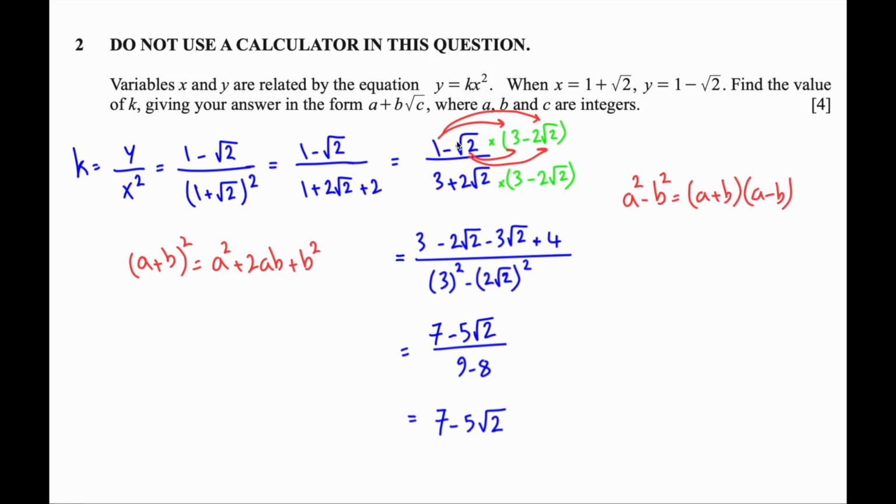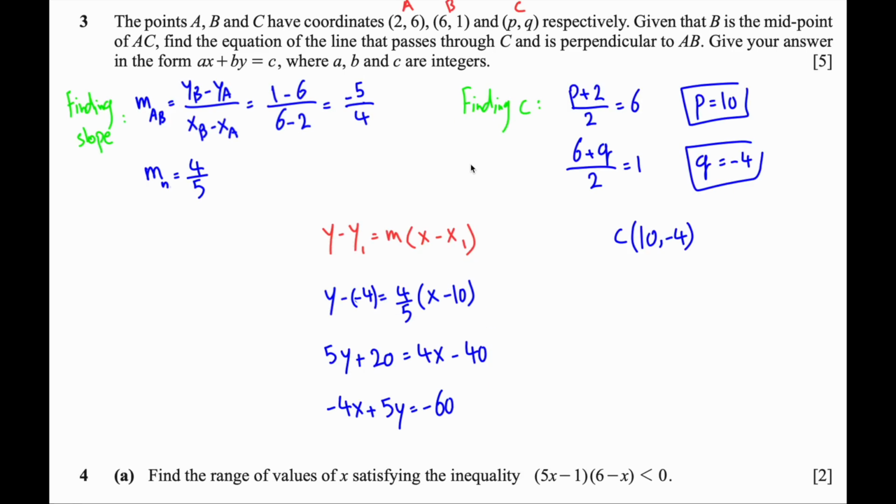And then after you multiply each term in the numerator by this, you're gonna end up with this lengthy expression. You tidy up like terms together, you're gonna have 7 minus 5 square root of 2 divided by 1, which is itself. Question number 3. We are given 3 points. We are also told that B is the midpoint of A and C. We're supposed to find the equation of a line which passes through C and is perpendicular to AB.